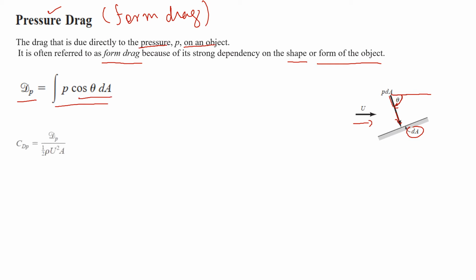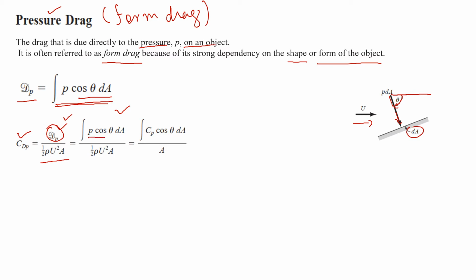It can also be represented in terms of coefficient form. This is the pressure drag coefficient, and it is the same term that we use for the friction drag, but here we can also substitute the drag force with this term right here. So let's do that. The pressure drag force will be substituted with this term, and we will now get this term for our pressure drag coefficient, and this term inside the integral, P over half rho u square.